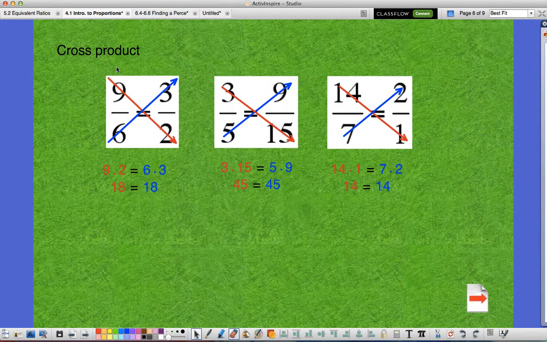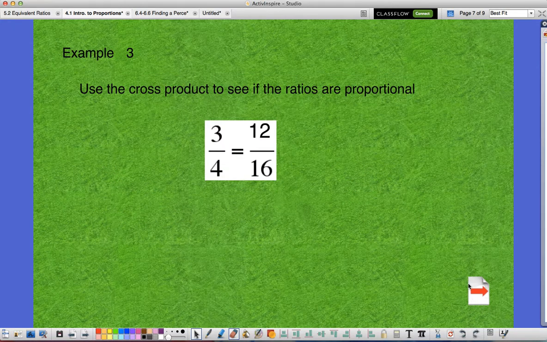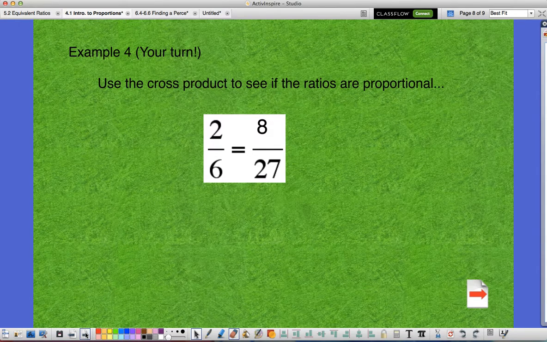Okay, so cross product, this needs to go in your vocabulary. Cross product is the two products found by multiplying the numerator of each ratio by the denominator of the other ratio. Okay, so here's your definition, and then you don't have to write all three of these examples. You can just write one of the examples. That is absolutely fine. Again, pause so that way you have time to write it down, but I am going to move on. All right, so we have a couple more examples here.